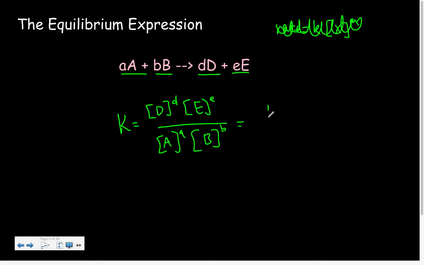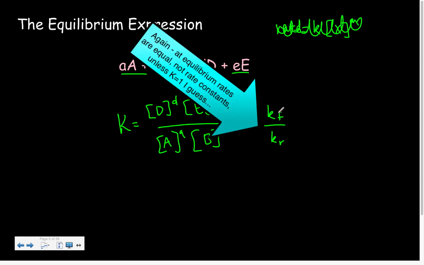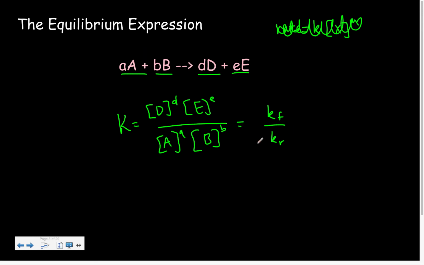Which is why this is also equal to Kf over Kr. Okay, and this provides us information about my relative rate constants. Note that this does not give us our actual rate constant values, but it does give us the relationship between our rate constants. Okay, so when we're asked to provide an equilibrium expression, this is what we're asking for.